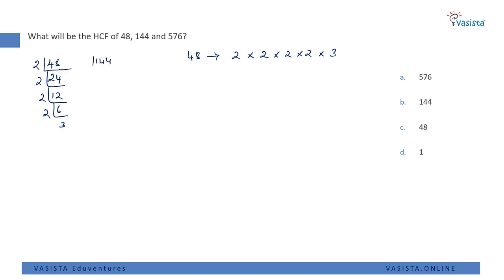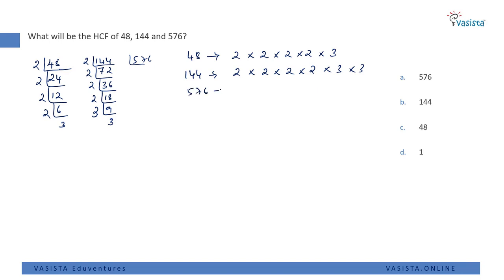For 144, again the same way: 2 72s, 2 36s, 2 18s, 2 9s, 3 3s. Now for 144 the prime factors are four 2s and two 3s. So let me go with 576. For 576, let us check.